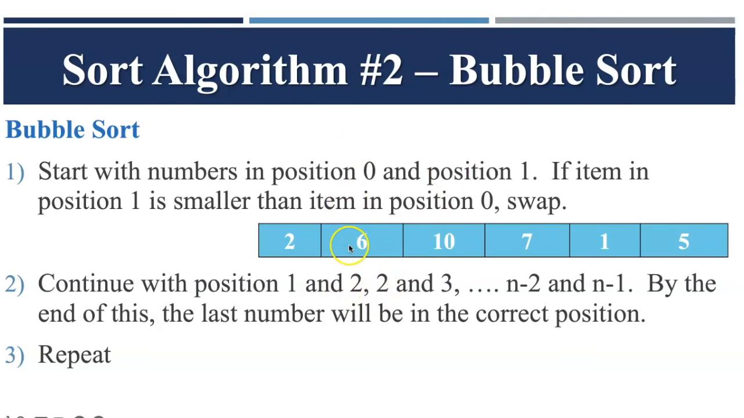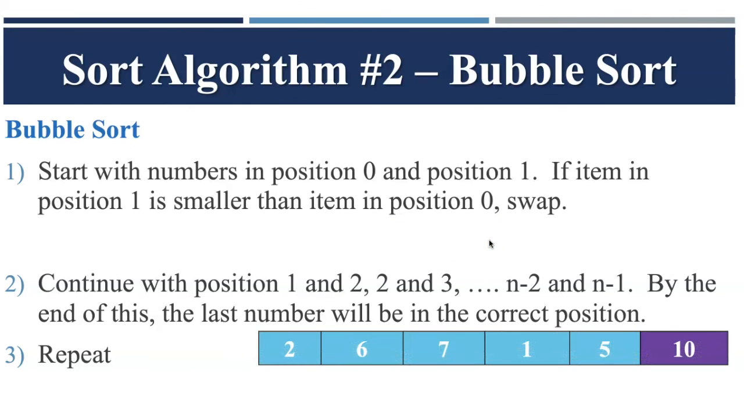Now we'll look at the next 2 positions, 1 and 2. We don't need to swap those. 2 and 3. We need to swap those, so the 7 and the 10 will switch places. Then we'll look at the next 2 positions, and the next two positions. And so your array is a little bit more sorted.